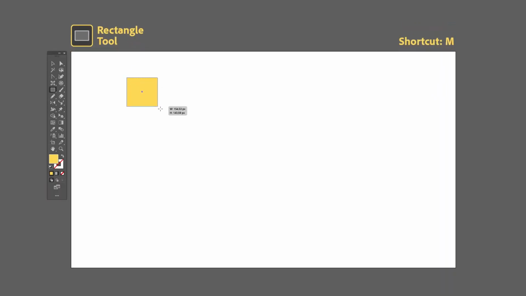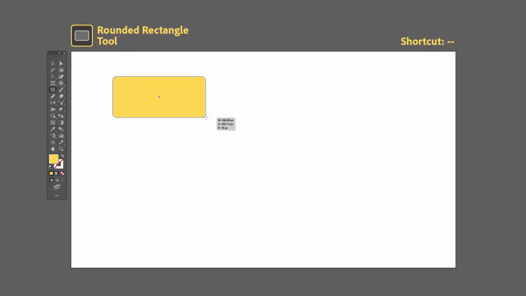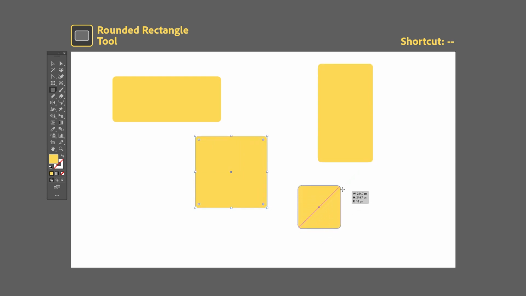The Rectangle tool. Shortcut is the letter M. Click and drag to create a rectangle. Holding Shift will create a perfect square. The Rounded Rectangle tool. No default shortcut. Click and drag to create a rounded rectangle. Holding Shift will create a perfect square. Use the up or down arrow keys to change the roundness.